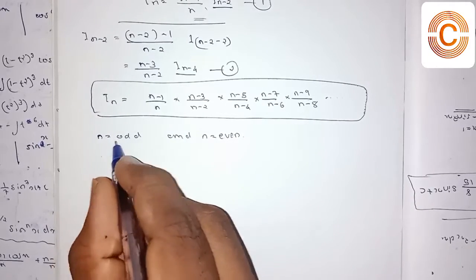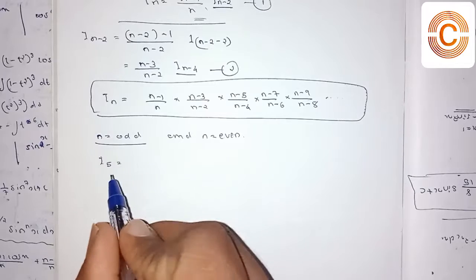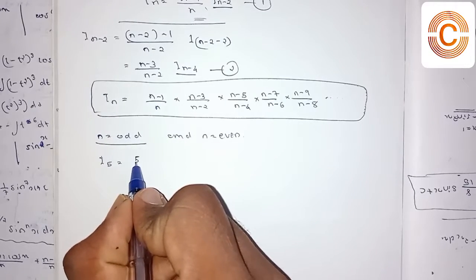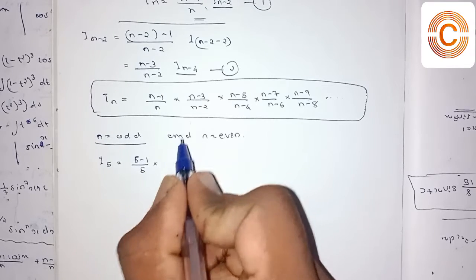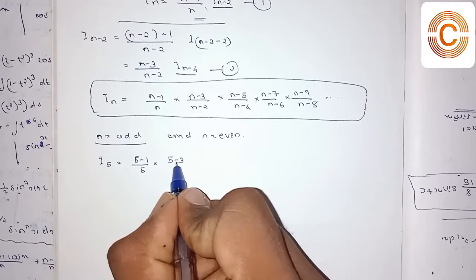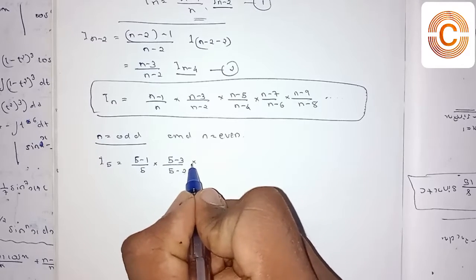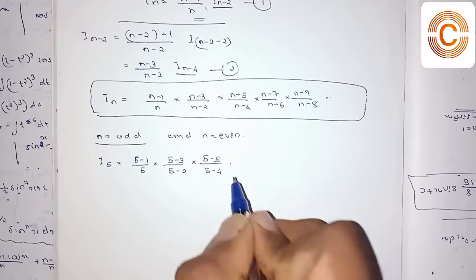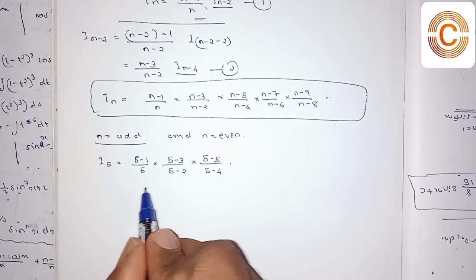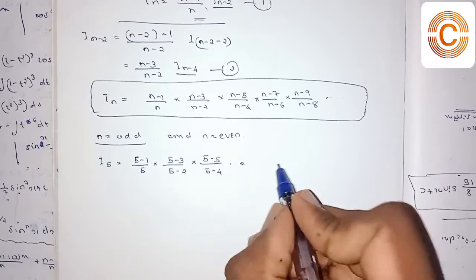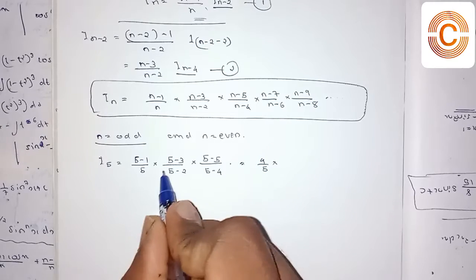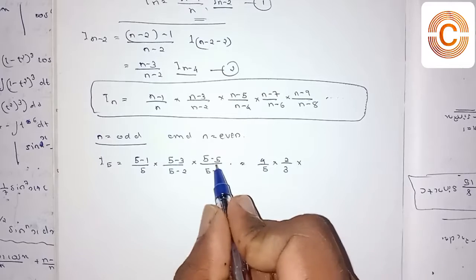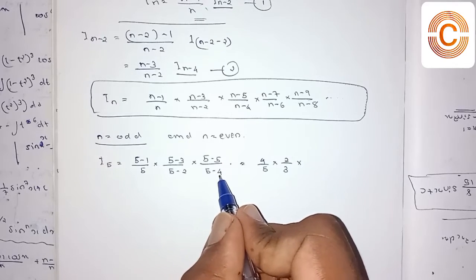Then, in the case where n is odd, when finding I5, put n equal to 5 here. That is (5 minus 1) divided by 5, into (5 minus 3) divided by (5 minus 2), into (5 minus 5) divided by (5 minus 4). So stop here and note that 5 minus 1 is equal to 4, divided by 5, into 5 minus 3, which is equal to 2, divided by 3, into (5 minus 5) divided by (5 minus 4) here.